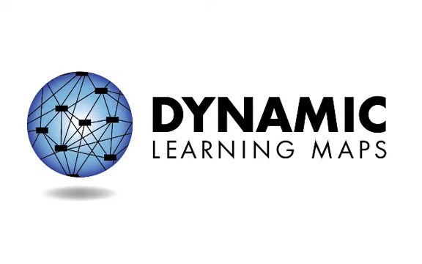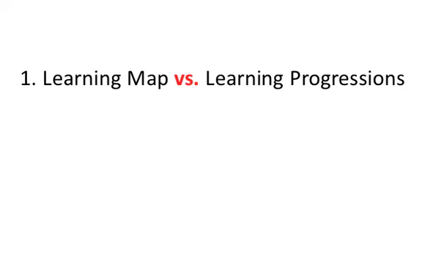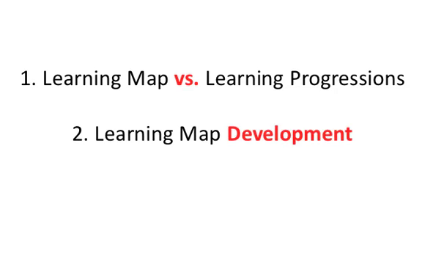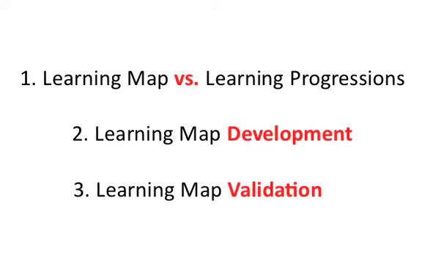The Dynamic Learning Maps Alternate Assessment System is a new assessment designed to more validly measure what students with significant cognitive disability know and can do. This video will describe 1. How learning maps are related to learning progressions, 2. How the learning map has been developed, and 3. The process used to validate the map.